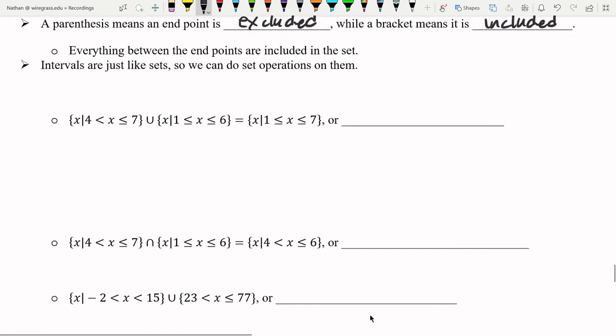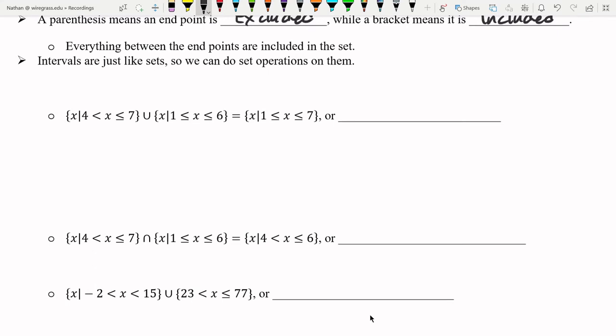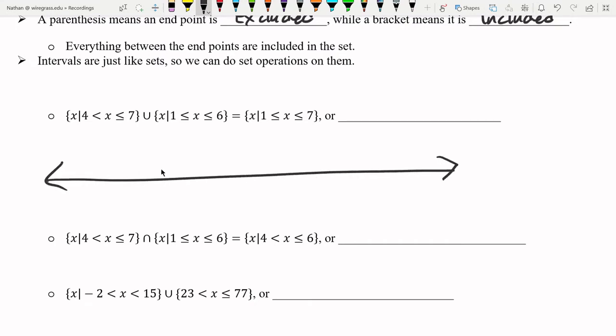Okay, let's go ahead and look at these interval notations. They're again just sets, and so we can do operations with them. Let me draw this one out. We have 1, 2, 3, 4, 5, 6, and 7. Those are our key points.